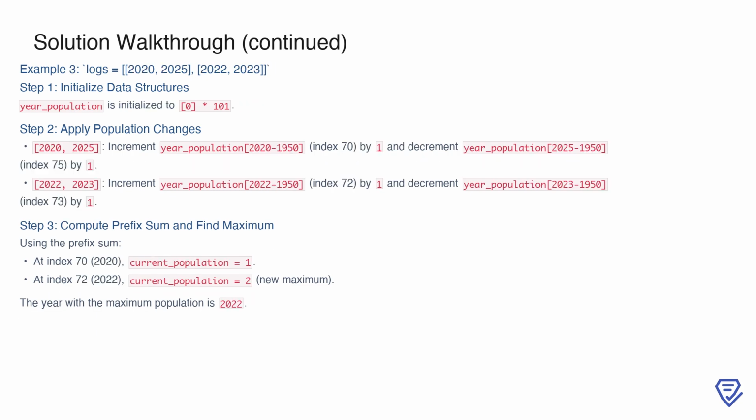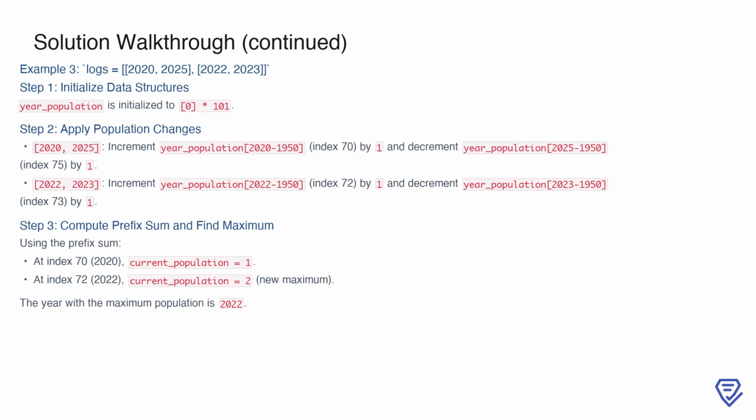In this third example, the logs are 2020-2025 and 2022-2023. We initialize the year_population array as before. For the first log, 2020-2025, we increment the population at index 70, year 2020, and decrement it at index 75, year 2025.